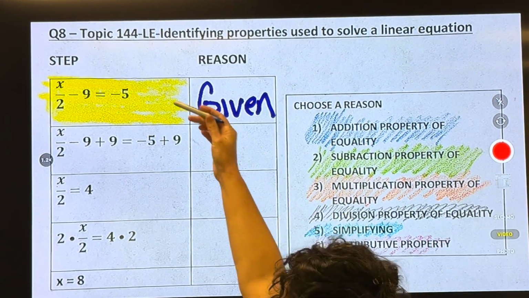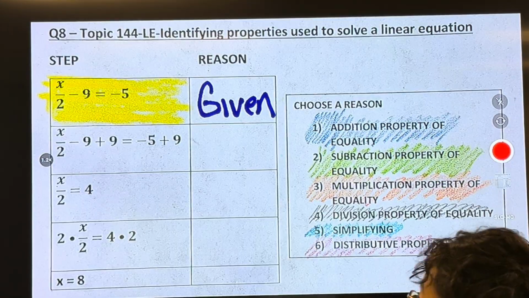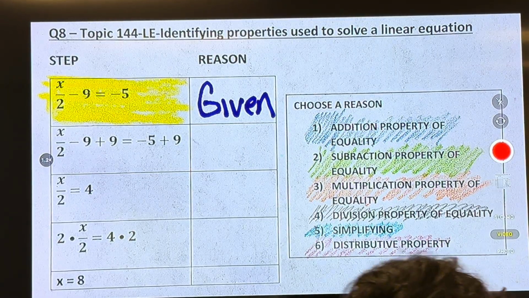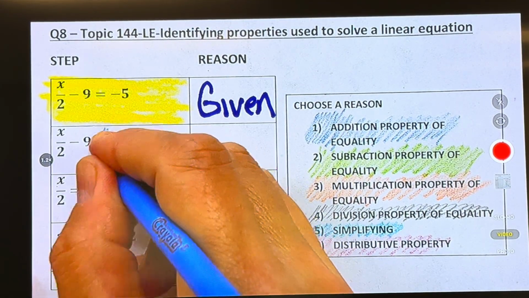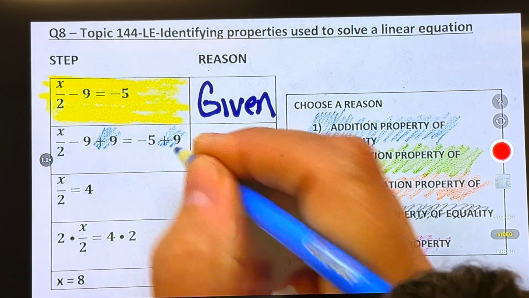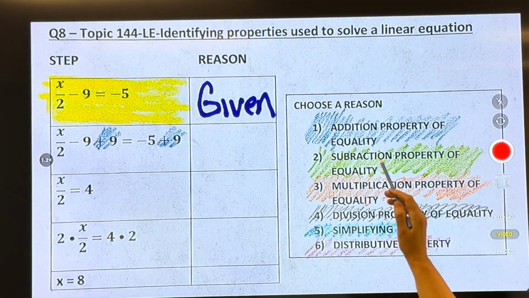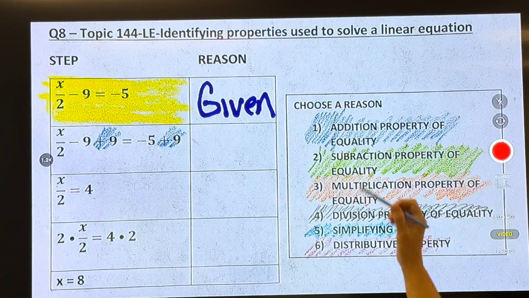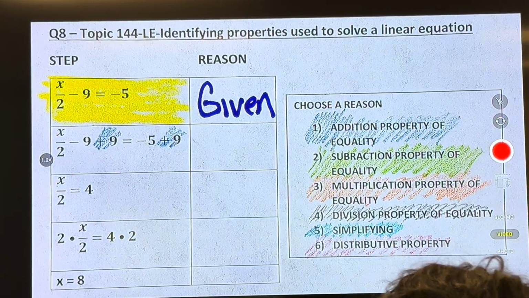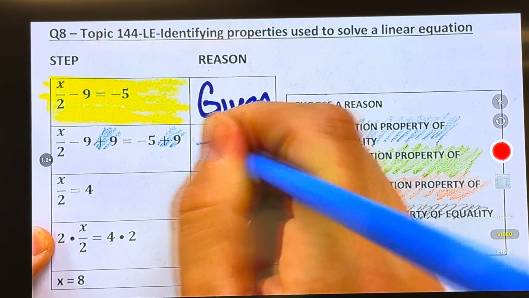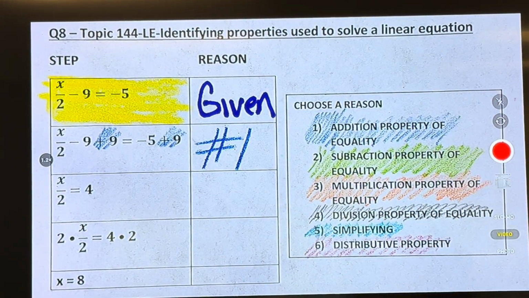Now comparing this line to this line, the only difference I see is this add 9 here and here. We have a property that says addition property of equality, meaning whatever I do to one side, I do to the other. I can add the same number. So I'm going to select here that first property.